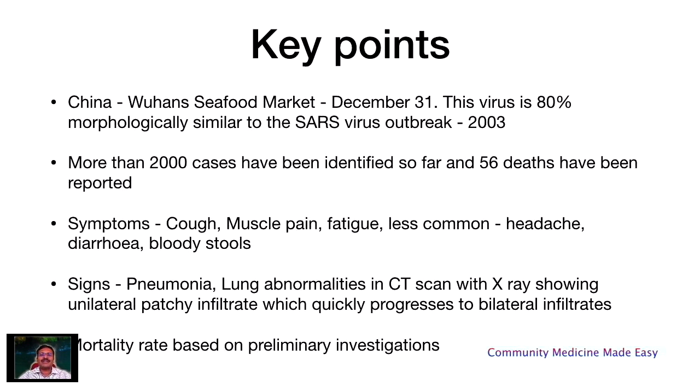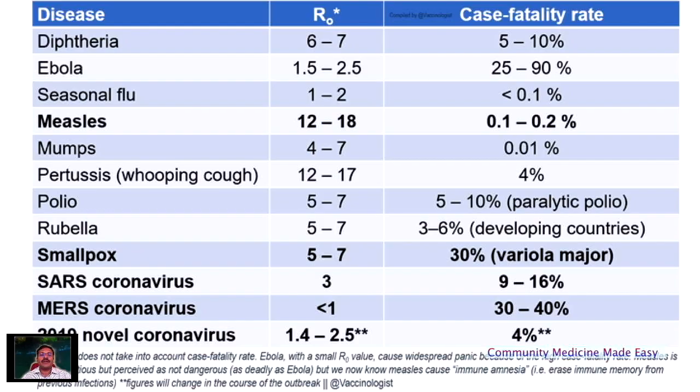What are the signs? It is mainly the pneumonia features, the lung abnormalities in CT scan, with X-ray showing unilateral patchy infiltrate, which quickly progresses to bilateral infiltrates. The mortality rate based on preliminary investigations is said to be higher. And if you see, this is a table showing the mortality rate for different diseases, and we can see that the 2019 novel coronavirus has a secondary attack rate of 1.4 to 2.5 and a 4% mortality rate.